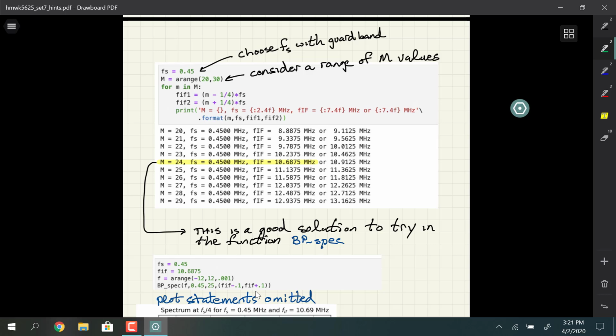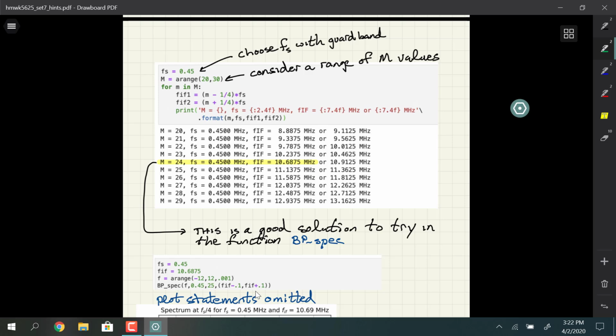And when it lists those values out, I get to look at them and say, which one would I like to get? I can see that I cannot put my IF exactly at 10.7 and keep an integer value for M, but I can get a value that's pretty close. So you can see that for 0.45 Fs, I can get FIF to be at 10.6875, and that's pretty close to 10.7. So that's using the 24th subharmonic or 24th subband in the undersampling operation.